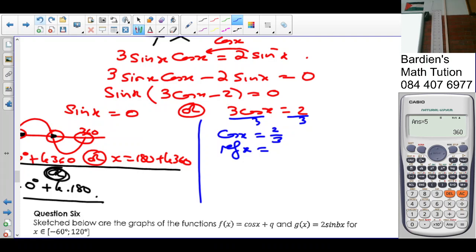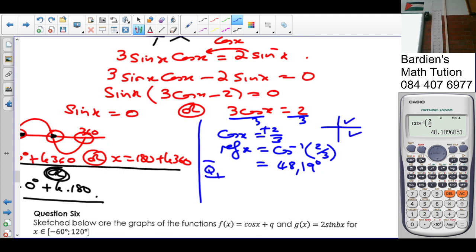Right. So, people, what do we do now? Shift cos. What's shift cos of 2 over 3? Give me 48 comma 19. Okay. So what question comes to mind at this point? Which quadrant? Which cos? Positive, as you can see that was positive. Alright, so let's go with quadrant 1. It's going to be simply x is equal to 48 comma 19.